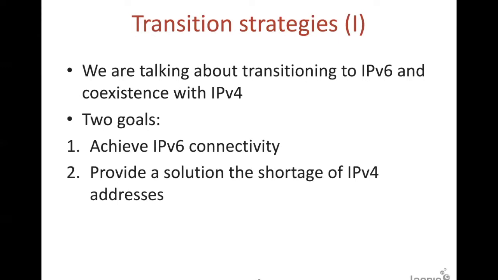Basically, I always like to say this because when we go, for example, to a webinar like this or to an IPv6 training, the people start talking about transition mechanisms, and many times the speaker does not even stop explaining what a transition mechanism is about. Basically, what we're looking for in a transition mechanism is achieving IPv6 connectivity, and also we need to provide a solution for the shortage of the IPv4 addresses. Okay, that is basically the two main goals of the transition mechanism.